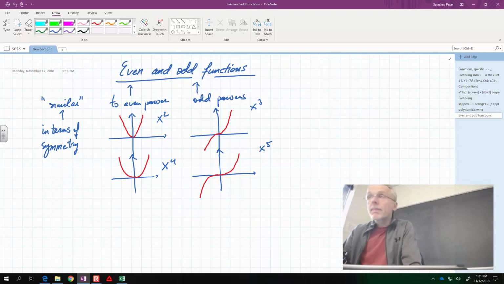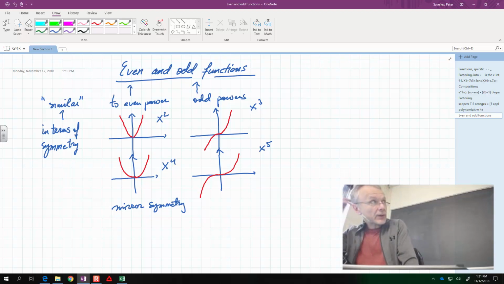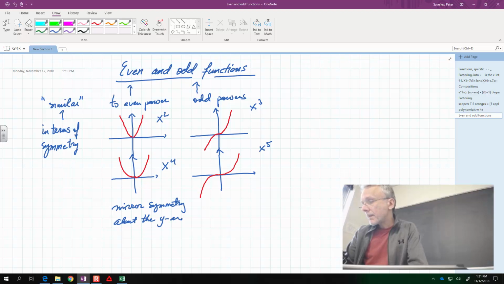X squared and x to the fourth. Yeah. So these have mirror symmetry. Well, a function can only have one symmetry. It is about the y-axis. You cannot have a symmetry about the x-axis unless it is a zero function to begin with. The only function, y equals 0, has this kind of symmetry, where you flip it about the x-axis and you have the same function. But these are flippable about the y-axis.